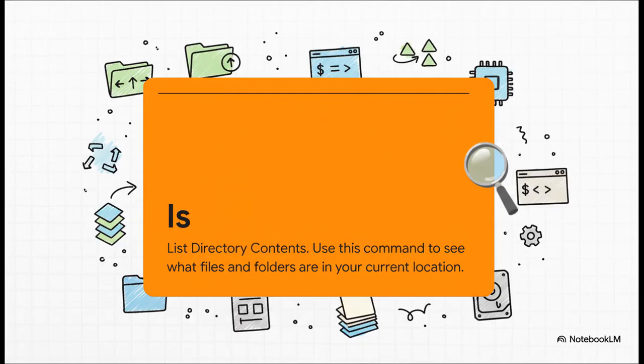Okay, so now we know where we are. What about what's in the room with us? For that, we use the ls command. It's short for list, and it's how you see all the files and folders in your current directory. It's basically like flipping on the lights in the room.